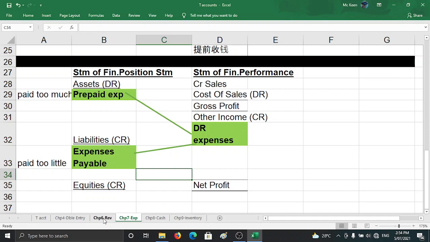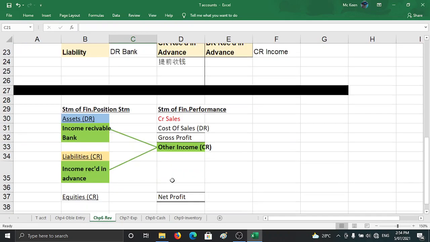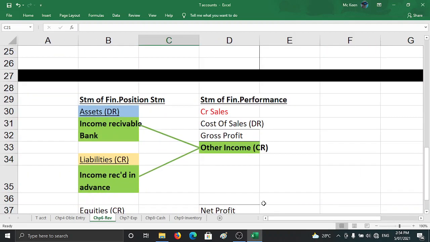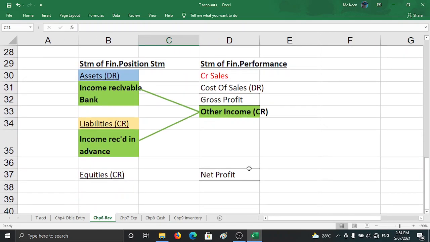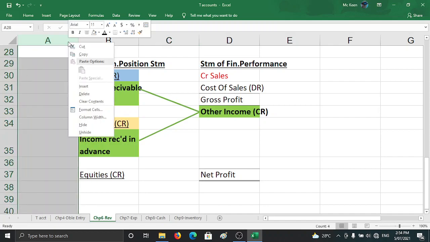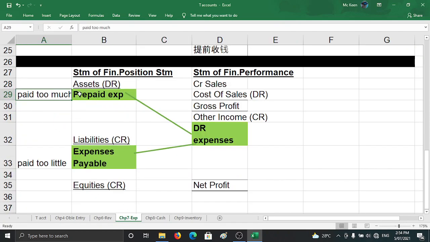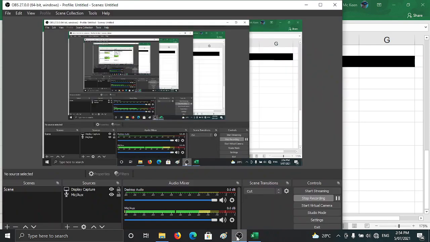Let's go back to chapter 6, revenue. Same concept. Okay, let's widen the screen. Same concept like this. When you receive too little, it becomes an asset. When you receive too much, it becomes a liability. That is for revenue, chapter 6. For chapter 7, you paid too much, it becomes an asset. You paid too little, it becomes a liability. Alright?